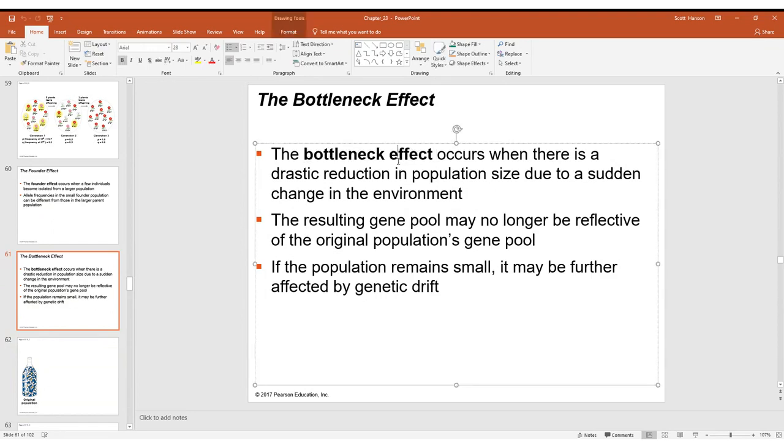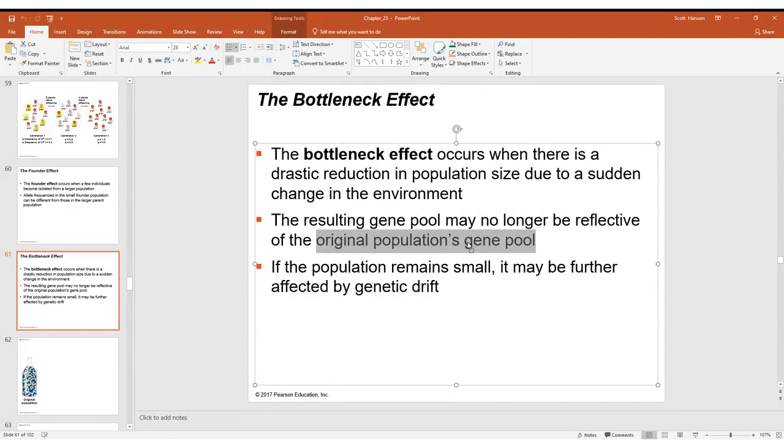The bottleneck effect occurs when, for some reason, caused by whatever sudden change in an environment, or caused by whatever it is, there's a drastic reduction in population size, and so those that are left over may not have allele frequencies that are reflective of the original population. In other words, the resulting gene pool may no longer be reflective of the original population's gene pool.